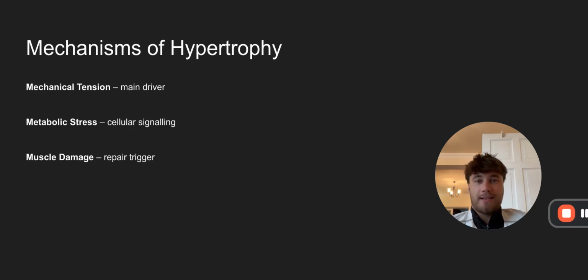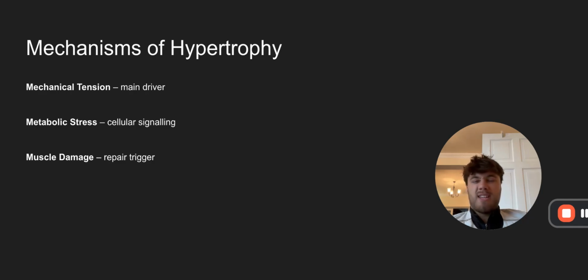It's how much mechanical tension you're putting through your fibers under stretch, under load. It's the direct force applied to the fibers under a stretch, and this is the main driver, the main growth signal. Next, we have metabolic stress. I want to preface this: mechanical tension is the single most important one, but there are others. Metabolic stress and muscle damage do contribute to a certain level, but mechanical tension is the main driver, so that's what we focus on.